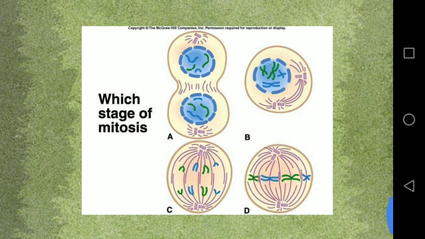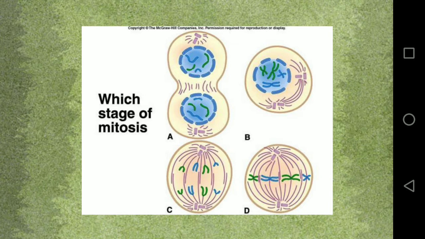All right, so if you would like to test your knowledge and see how you do, guess what stage picture A is in. That is definitely telophase. You could see that the cytoplasm is starting to divide. You have the two daughter nuclei.